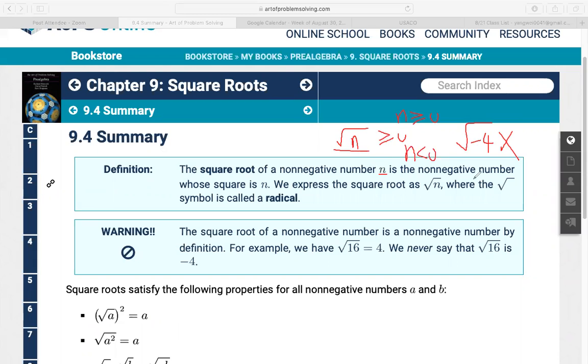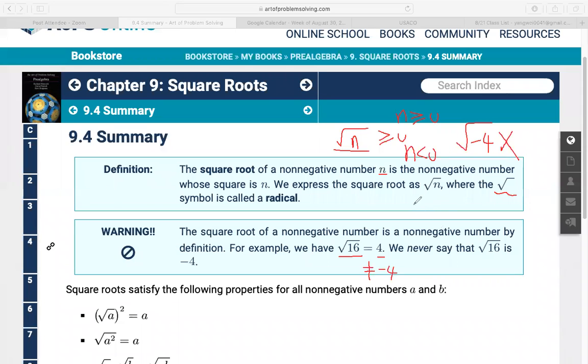This sign we call the radical. Here they give you a warning: you can only calculate the square root of a positive number or 0. You cannot calculate the square root of a negative number. Also, say the square root of 16: you can only set this equal to positive 4. You cannot write this equals negative 4. That's wrong, okay?